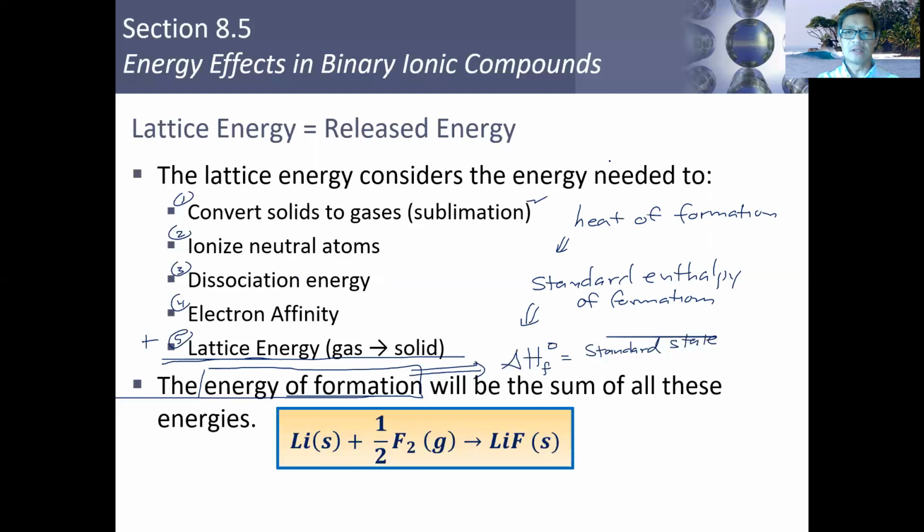This can be measured. We can measure the ionization energy. We can measure the dissociation energy. We can measure electron affinity, and we can measure delta H standard of formation here. And so therefore, from that, we can calculate the lattice energy that we are given right there. Okay, all right. So let's go ahead then.